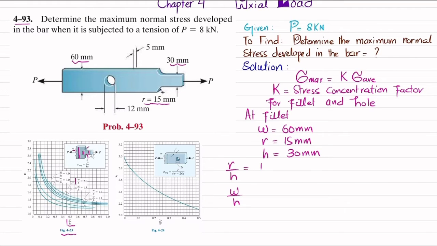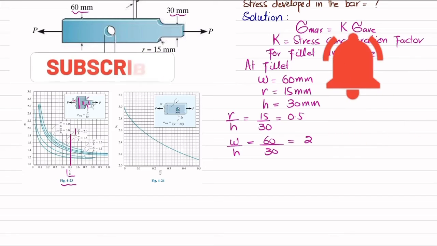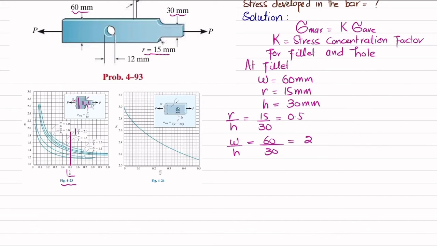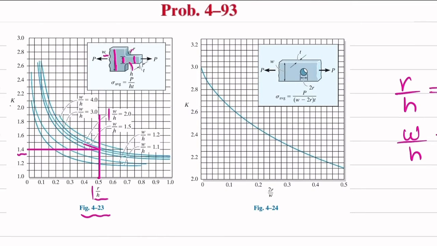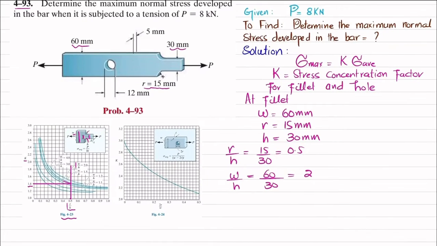So what is R by H? R is 15 and H is 30. That will give you 0.5, and W by H is 60 divided by 30. That will give you 2. Now R by H is 0.5, which you can see is this point. If you draw a vertical line from this point, it will intersect these curves above. And we will locate W by H, which is 2. So you can see this is the curve which is intersecting at this point. If you draw a horizontal line, you will get the value of K as 1.4. You can see on the y-axis, this is K. So I will write K is equal to 1.4.